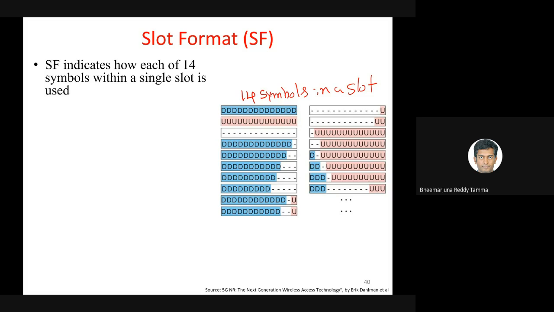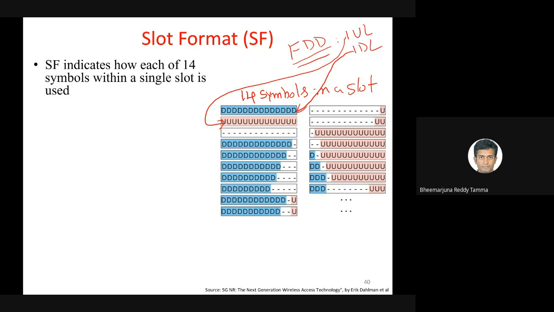If you look at the first one, what I'm showing is that out of 14 symbols, all the symbols are used for downlink. The second one is where all the 14 symbols in a given slot are used for uplink. So that way you see clearly if it is FDD, where we have one for downlink, one uplink, and one downlink. So my slot configuration has to be, in other words, it is by default. You don't have to do anything.